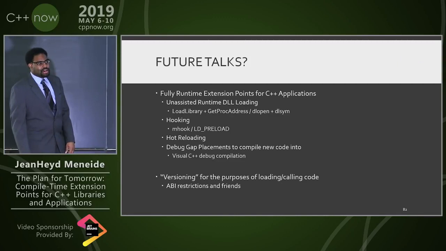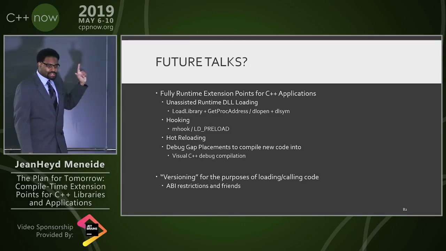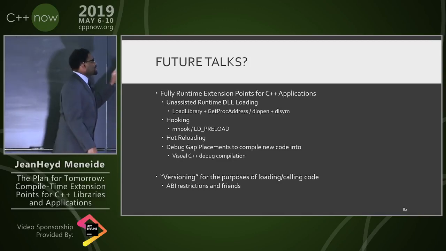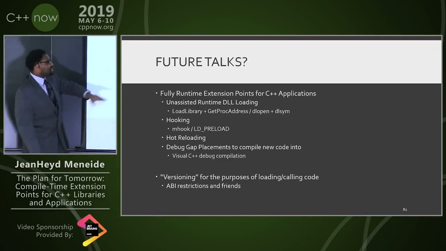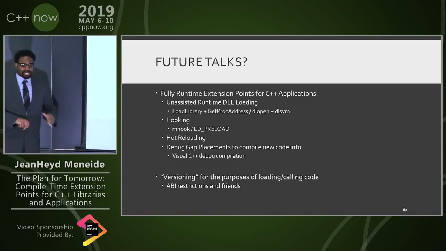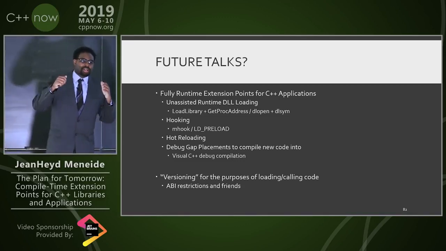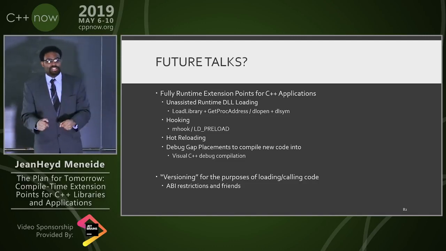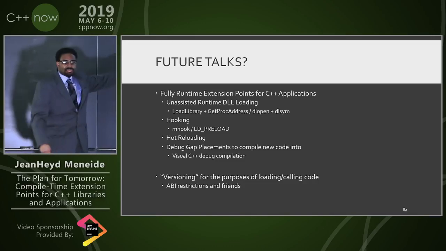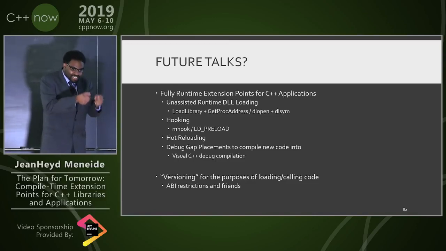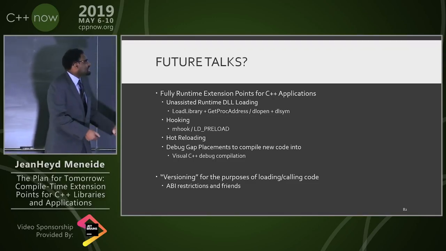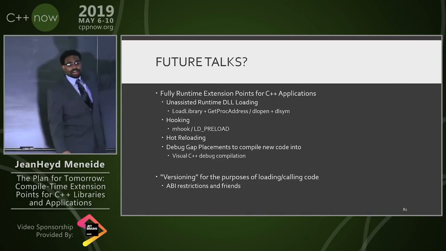So that's actually the full talk. I actually want to talk about some future talks. There were like 300 slides in this thing, and I had to cut it down a lot. I also talked about unassisted runtime deal, like hooking, hot reloading, versioning, debug gap placements. There's a whole bunch of stuff we could talk about, real runtime extension, not compile time, like the ADL stuff or library space. I have an executable. How do I extend this executable? And that's this stuff. But that's a future talk.